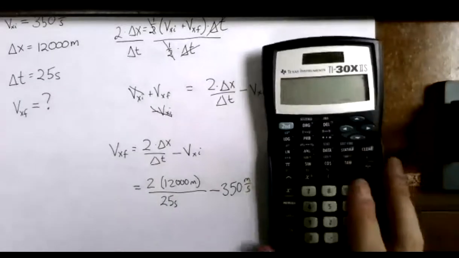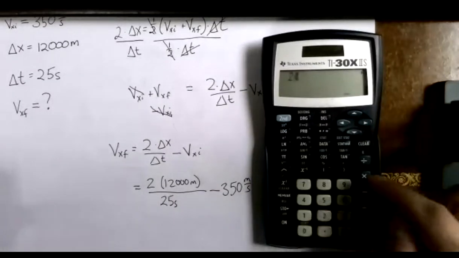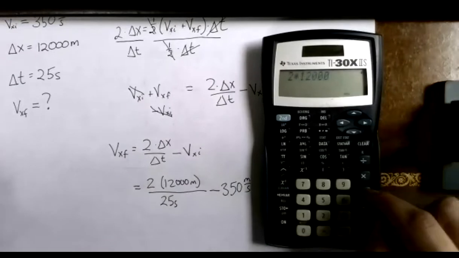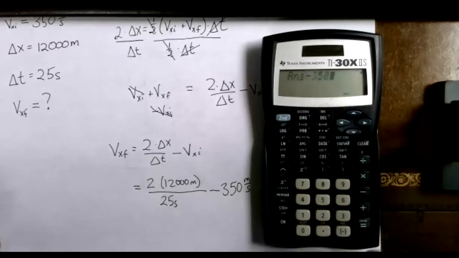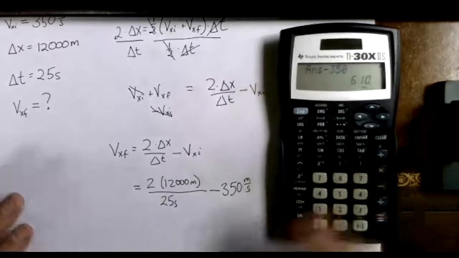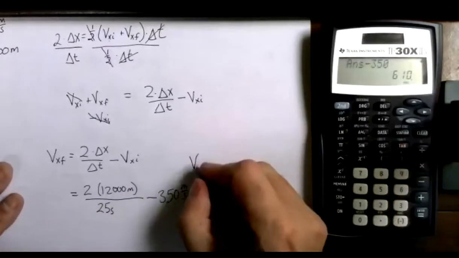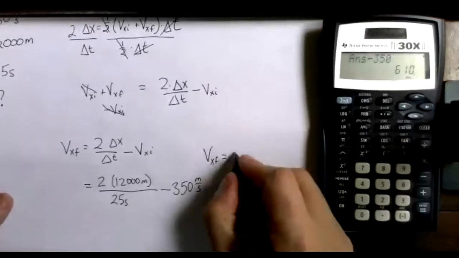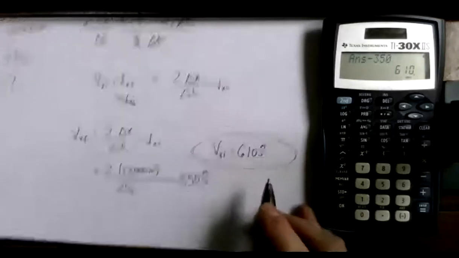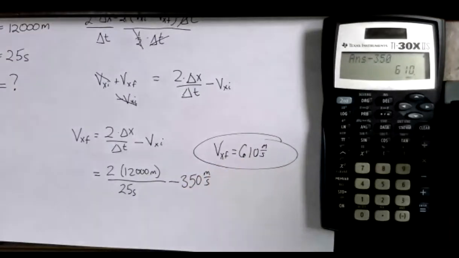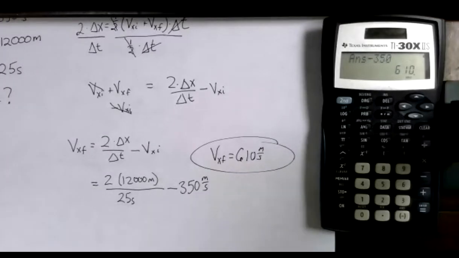Okay, so if I do 2 times 12,000 divided by 25, that's 960. And then if I subtract the 350 from that, I get 610. So that would mean my final velocity equals 610 meters per second. Meters per second works out, meters over seconds, because that's a velocity and that's what we were looking for. And if we started at 350 and accelerated for a while, going at 610 meters per second for a plane sounds good enough, pretty reasonable.